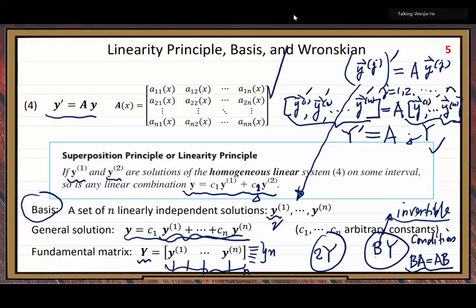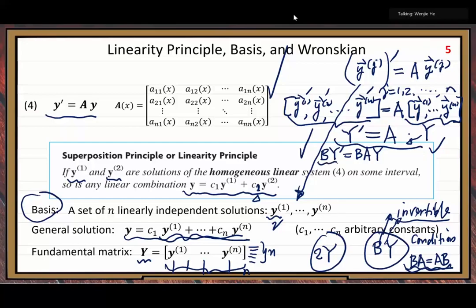Now, suppose there is a B matrix. This B matrix is invertible, the first condition. The second condition, this matrix is commutable with the A matrix. Two conditions. Now, can I multiply the B matrix on both sides of this equation? B times Y prime equals B times A times Y. Yes, multiply the B matrix on both sides.